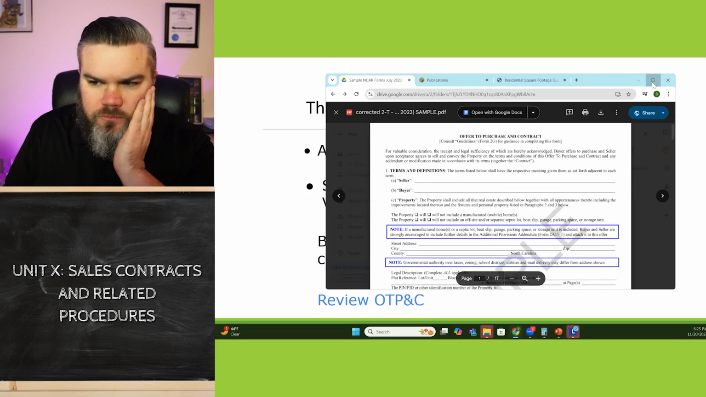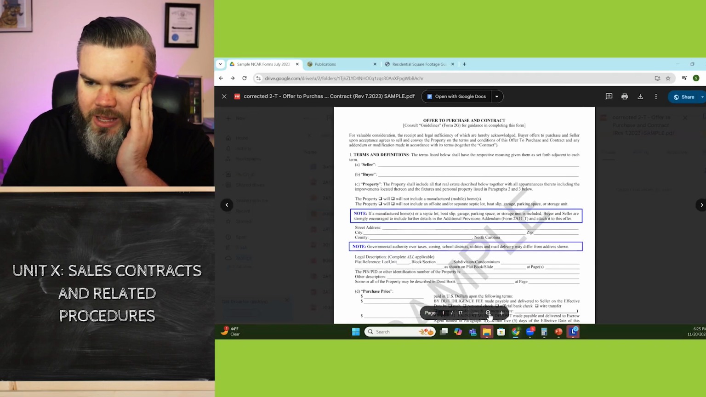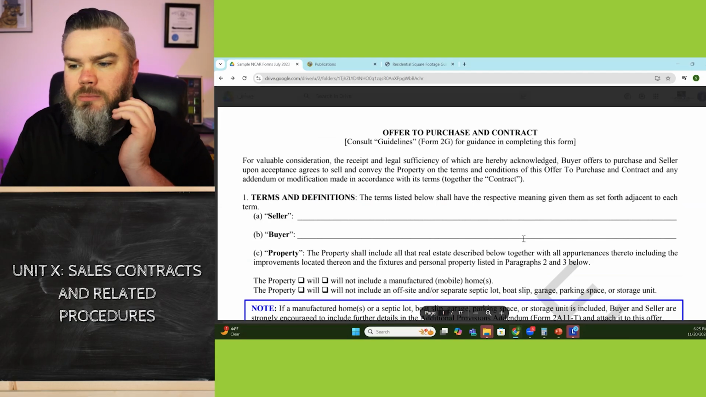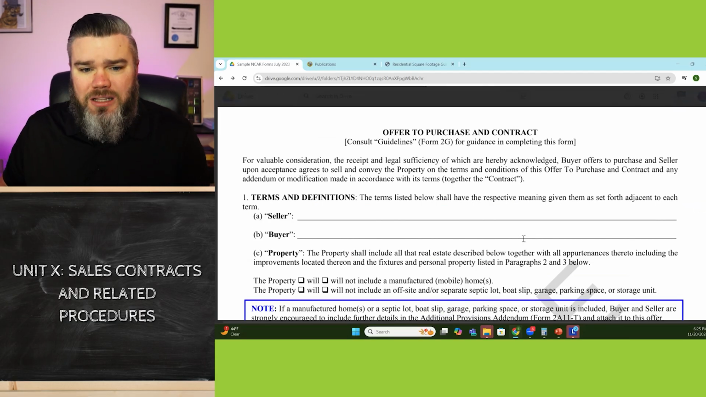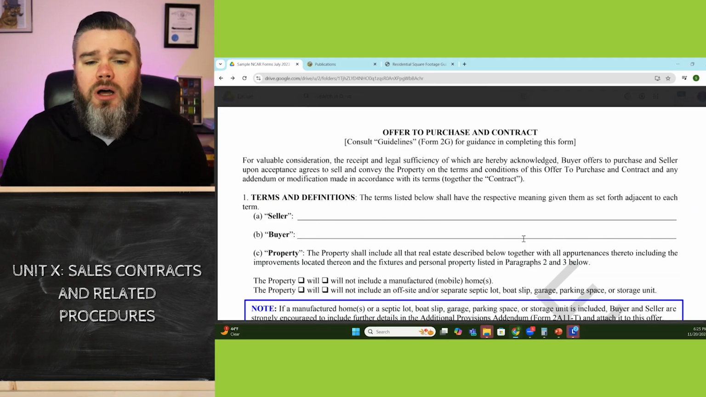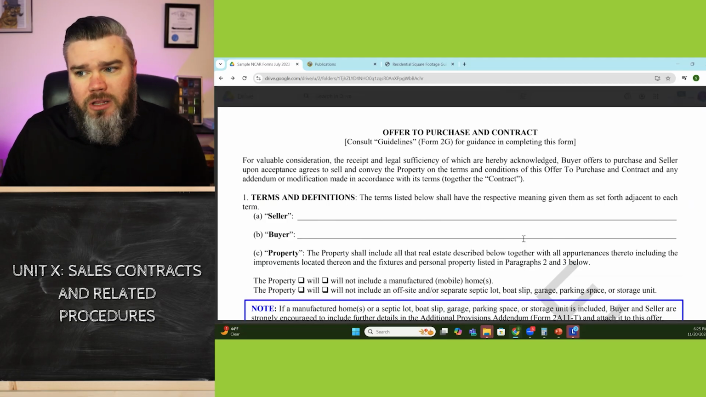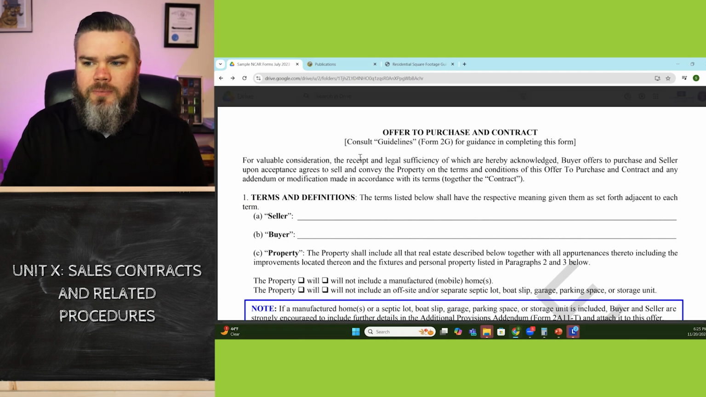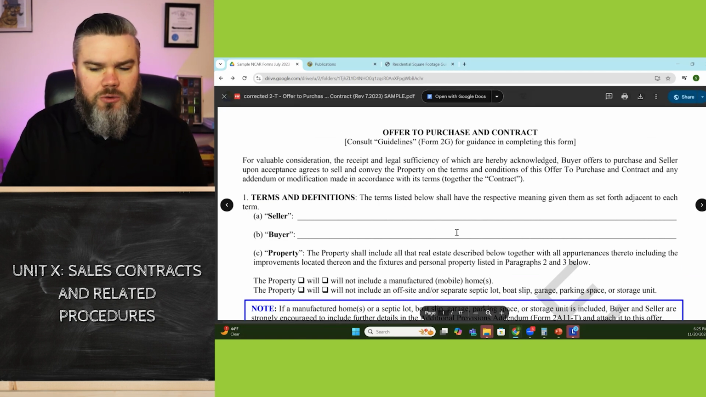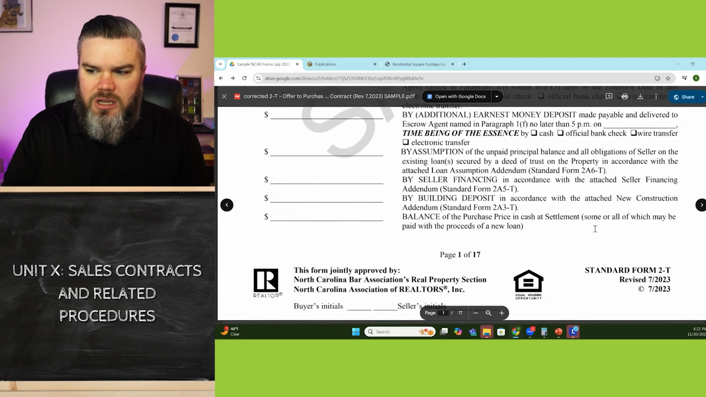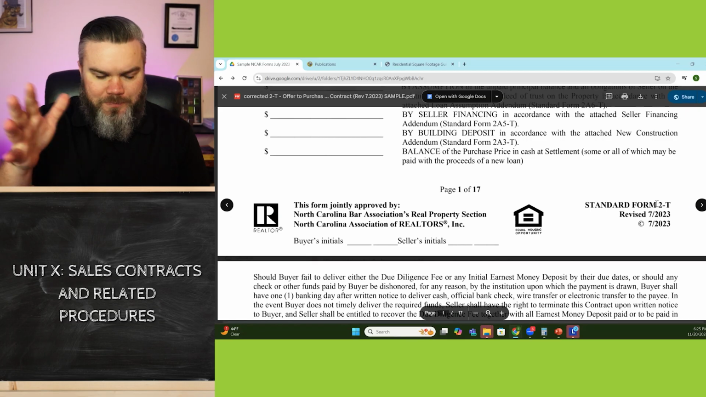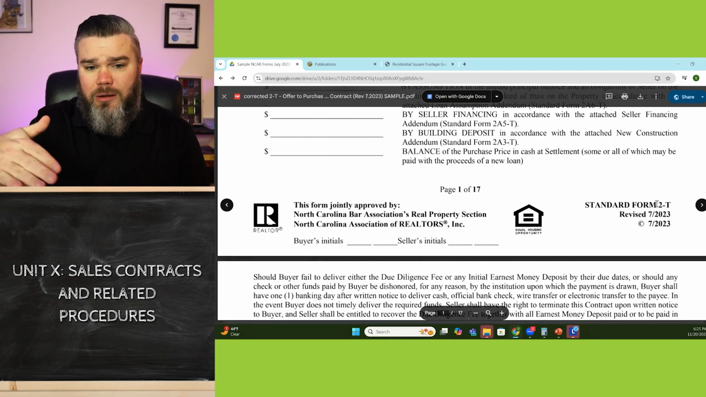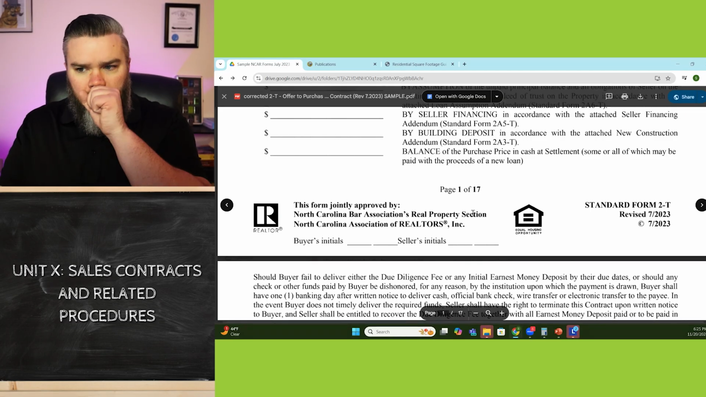That should be the form. Now I'm going to explain what I consider to be the most important pieces of this, folks. It's 17 pages, but there's a lot of stuff they are not going to test you on, but there is equally as much that they are. So let me just start at the top, and then I'm going to get into the nitty-gritty, okay? It's called the offer to purchase and contract, and the reason why I keep saying standard Form 2T is because if you look down here, it's got that in the corner. That lets you know that it is in their library as Form 2T.